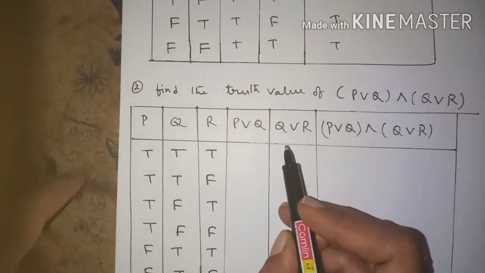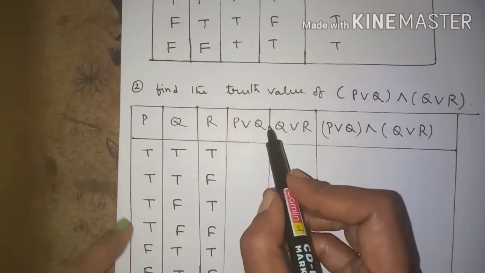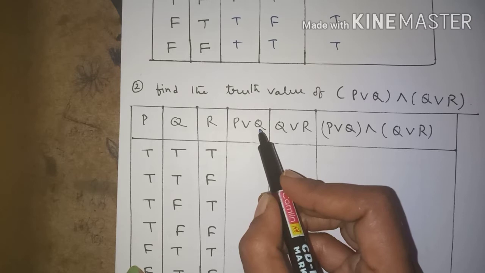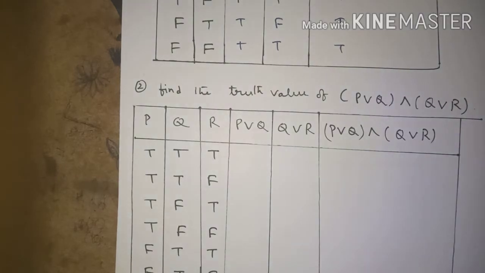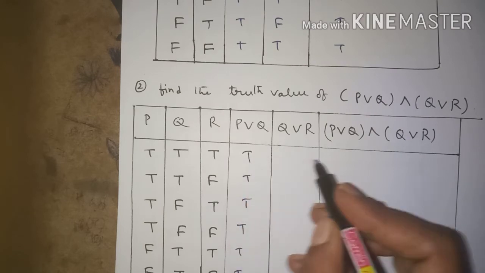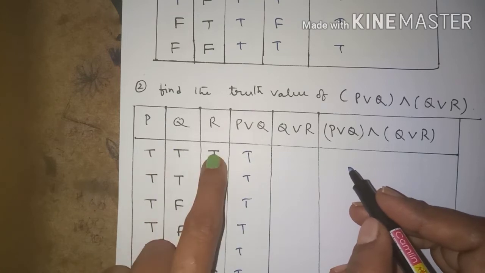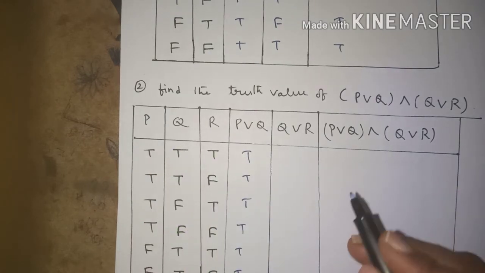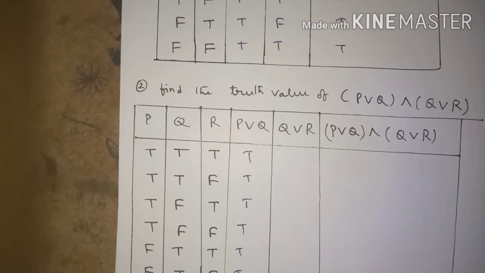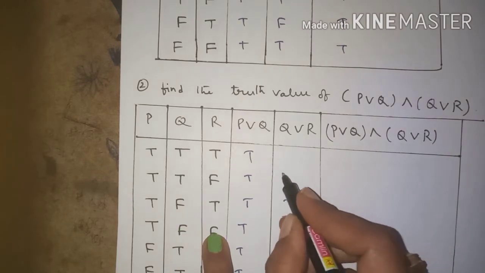Next, P or Q. When will you say it is false? We just see P and Q. FF gives F. In the remaining cases it is T. Then Q or R. These two we have to see. Here in these two also FF gives F. In the remaining cases it is T.